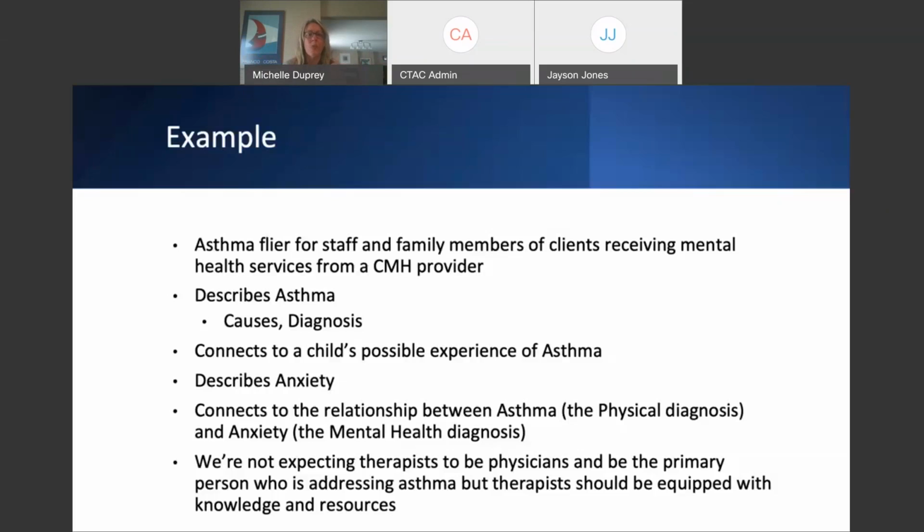How is that controlled? I want them to have that knowledge of what controlled means, or what uncontrolled means, be able to talk about that and be able to guide the parent to getting an asthma action plan at a pediatrician's office. If you didn't have that information, you might not know that that's an action step.